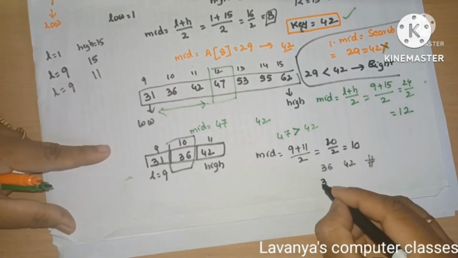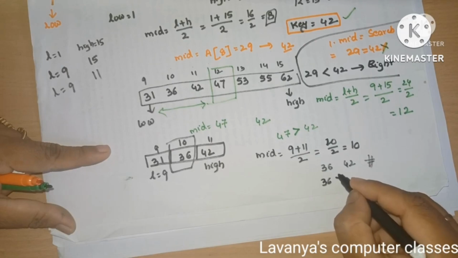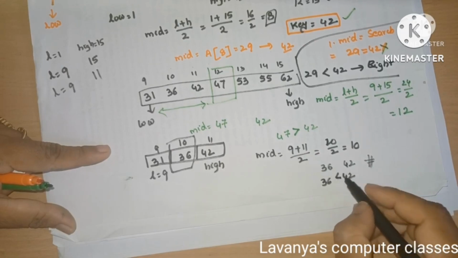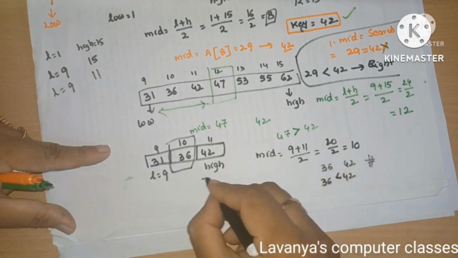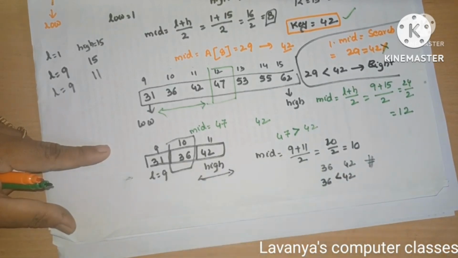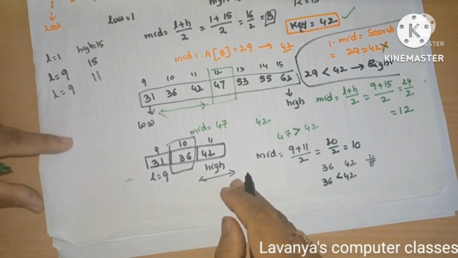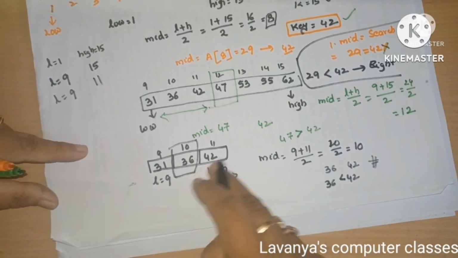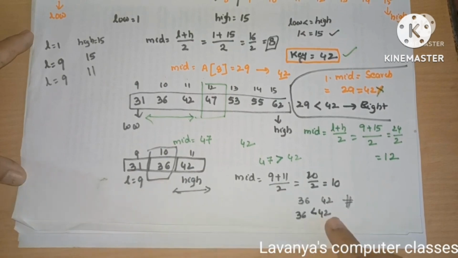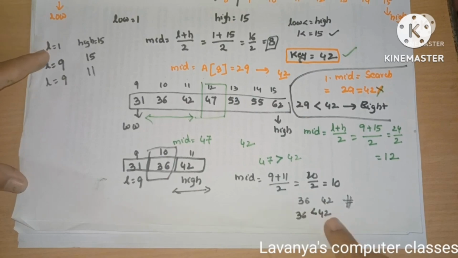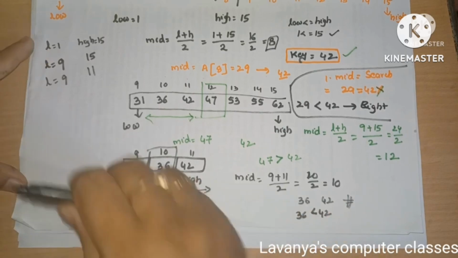That means the middle element 36 is less than 42. That means the middle element is small and the search element is more. That means you go to the right hand side. Right hand side means here only one element is there. Whenever the middle element is smaller than the search element, go to the right hand side.